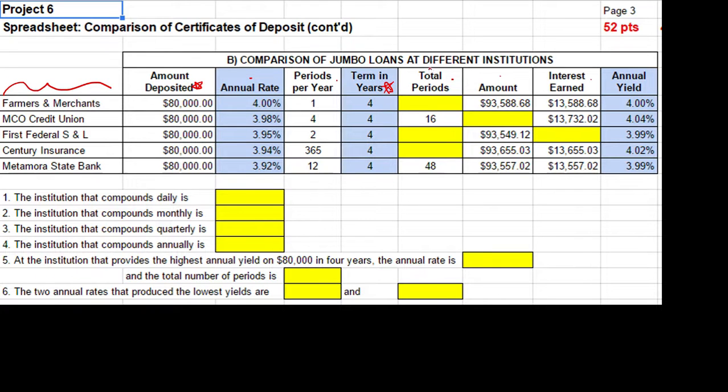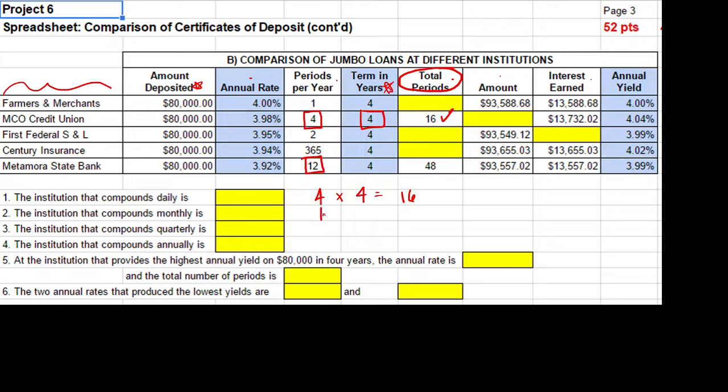The first thing you're asked to do is take a look at total periods and fill in a few blank places. Now remember, total periods is just how many periods occur through the life of this investment. So if I know the number of periods in a year and I know the number of years, I can find the total number of periods. For example, I see here that this was 4 periods per year for 4 years. So 4 periods per year for 4 years gives me a total of 16 periods. That's how they got 16.